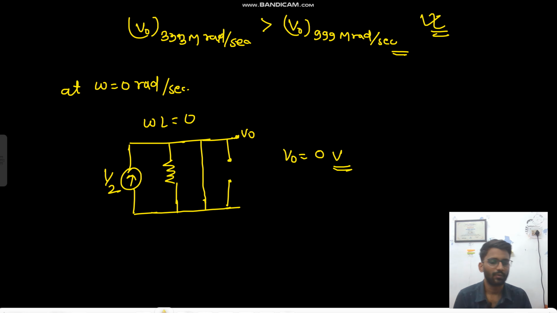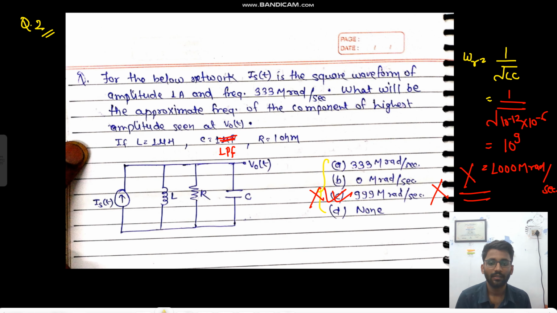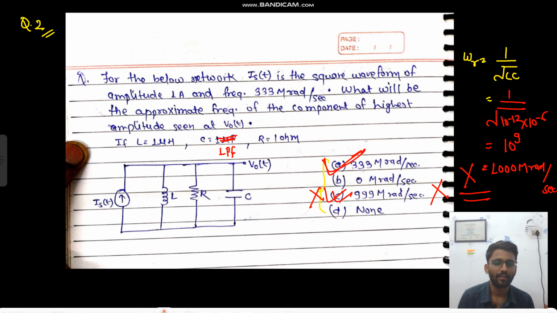Okay. So what should be the answer? The answer would be 333 mega radian. So this is the correct answer. Okay. Did you understand the complete problem?